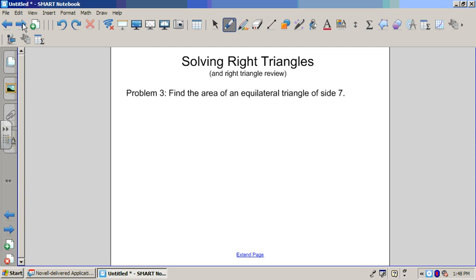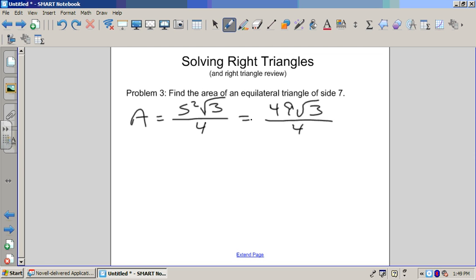I really wish that you would remember the formula for the area of an equilateral triangle. There's a formula that says the area of an equilateral triangle is square the side, multiply it times the square root of 3, and divide by 4. If you do that, you can easily see that the area of this equilateral triangle is 49 root 3 divided by 4, and you're done.